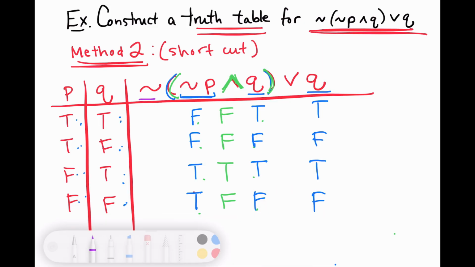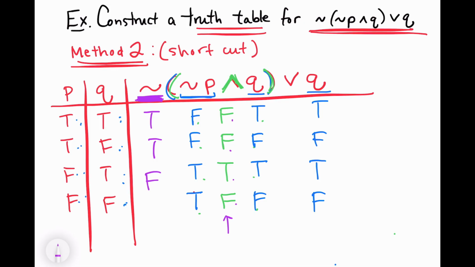Now I'm going to work on this negation that's outside of the parentheses, and all I have to do is negate this column here. So false, false, true, true is going to become true, true, false, true. So now I just have to deal with the disjunction, and I'm just going to be looking at the values in this column right here, and this expression on the other side of the disjunction.